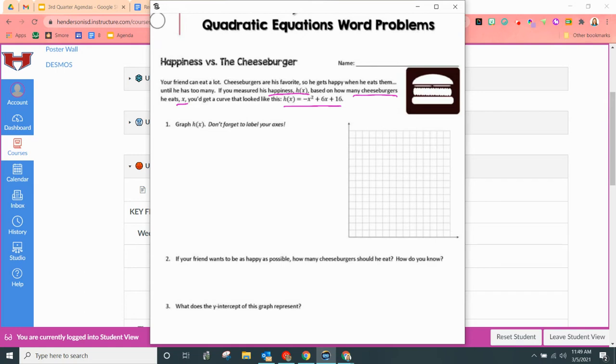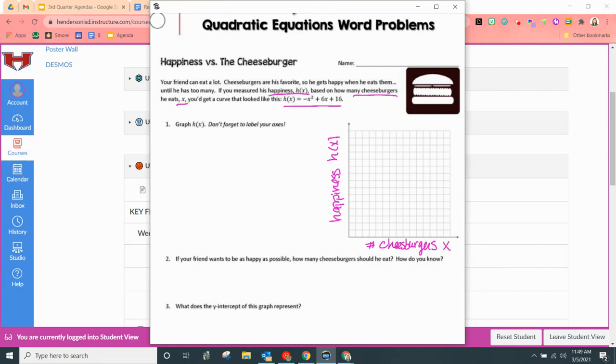So it's wanting us to graph it over here. Don't forget to label your axis. Well, they told me that x is the number of cheeseburgers. So that's down here, right? So the number of cheeseburgers that he eats is going to go here on x. And then the y, they said, is h of x, and that's his happiness. So his happiness level is here. And again, that's h of x. And this one is x.